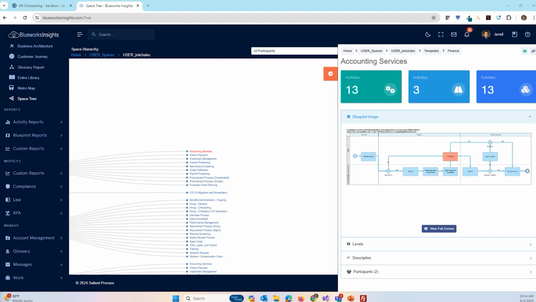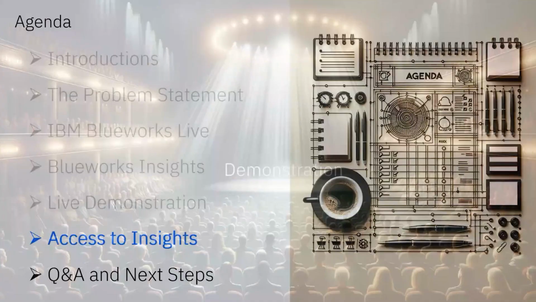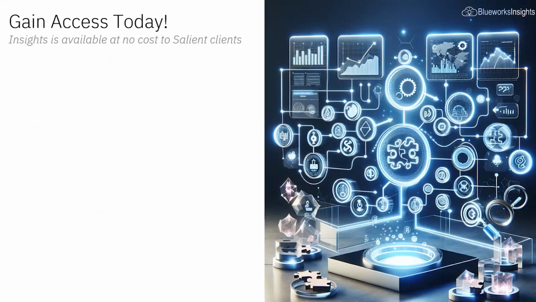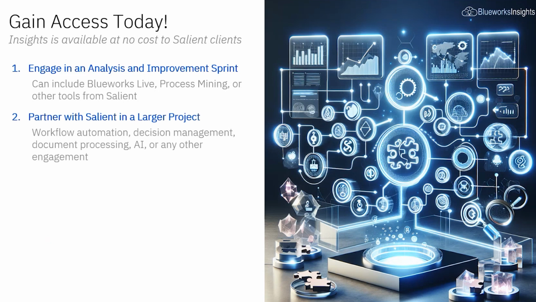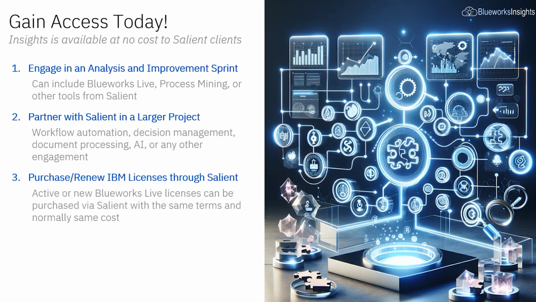So what I want to do is just share how you can get access if you don't already have access. And it's really become a client of Salient, full stop, right? That's the requirement. So we can work with you on a process mapping or process improvement, process mining sprint. We can work with you on a larger automation or AI initiative. We can work together on just renewing or adding to your Blueworks Live licenses or any IBM software.